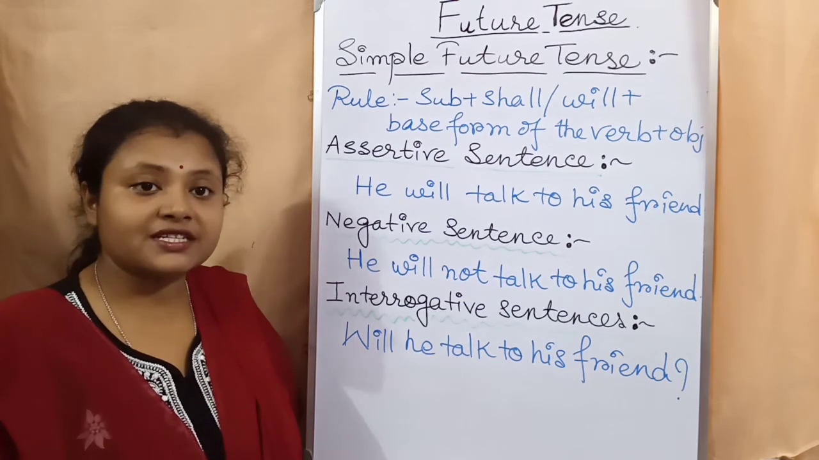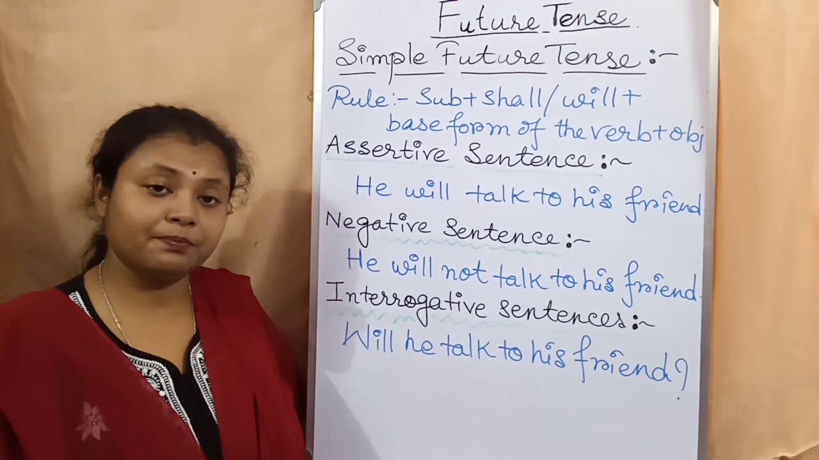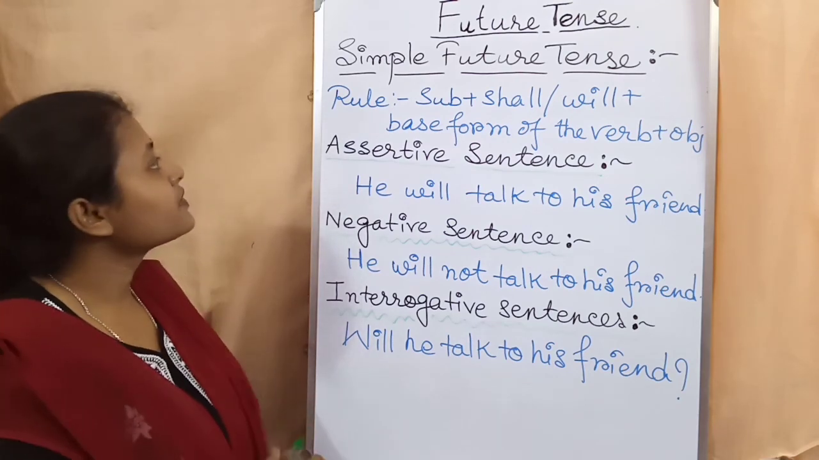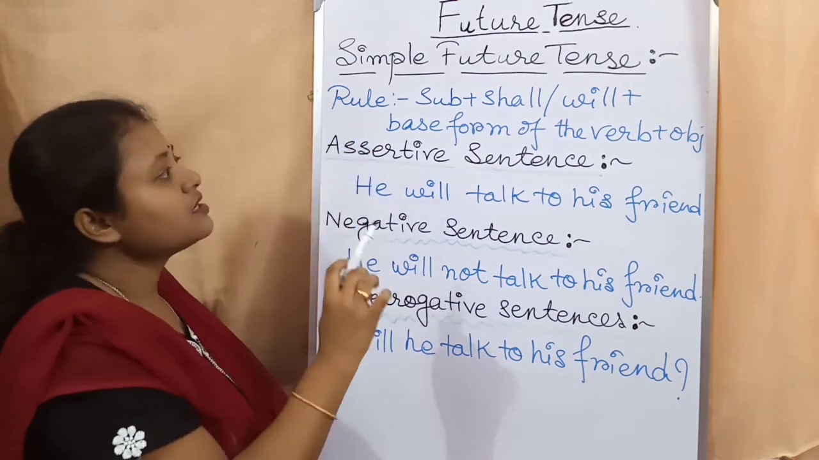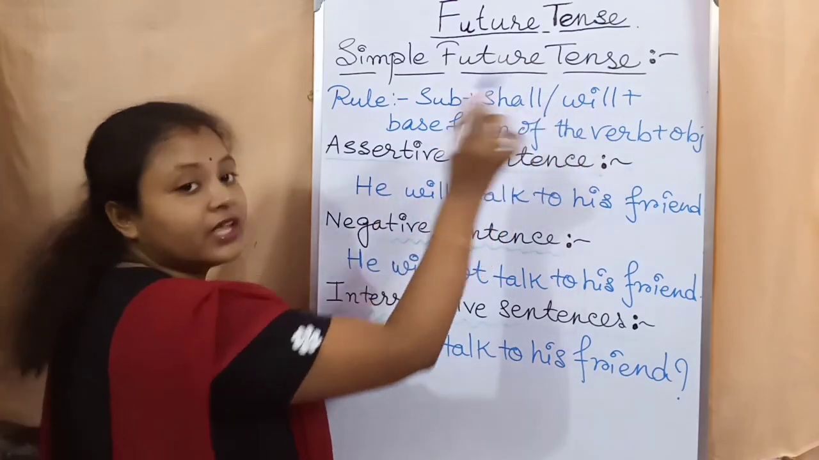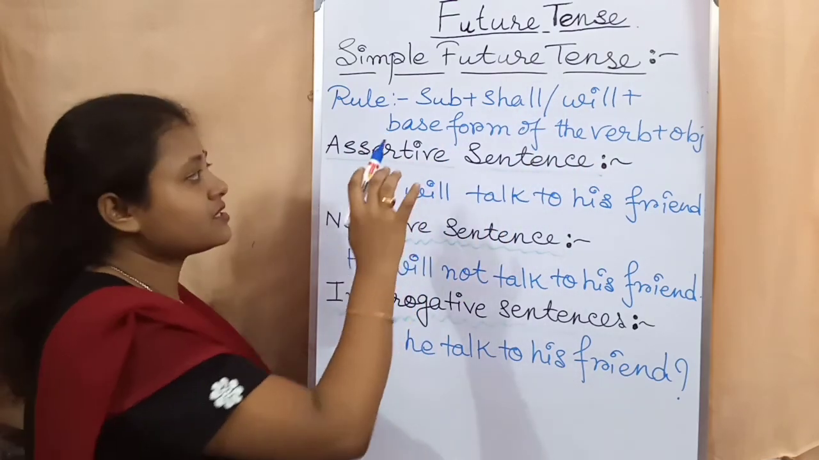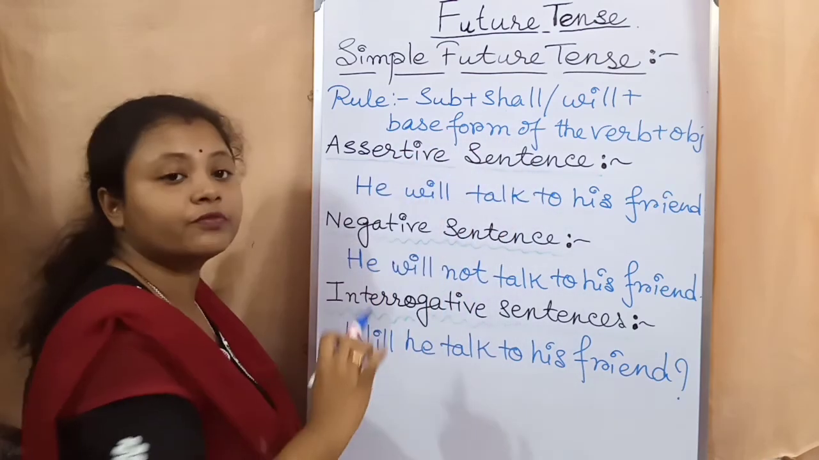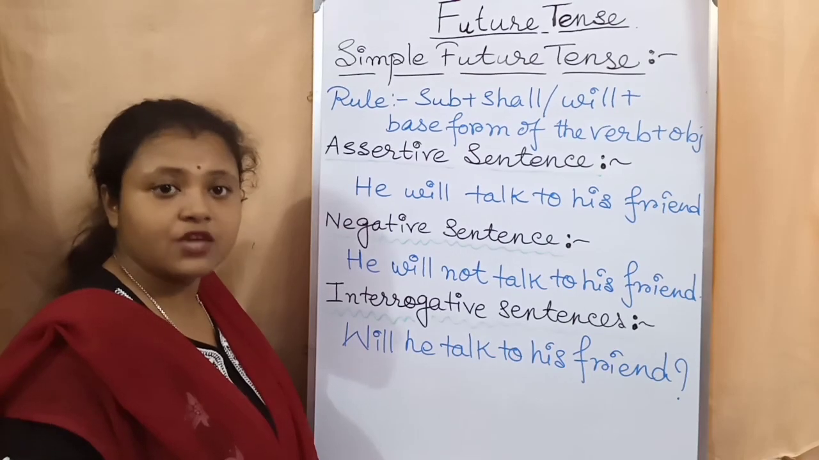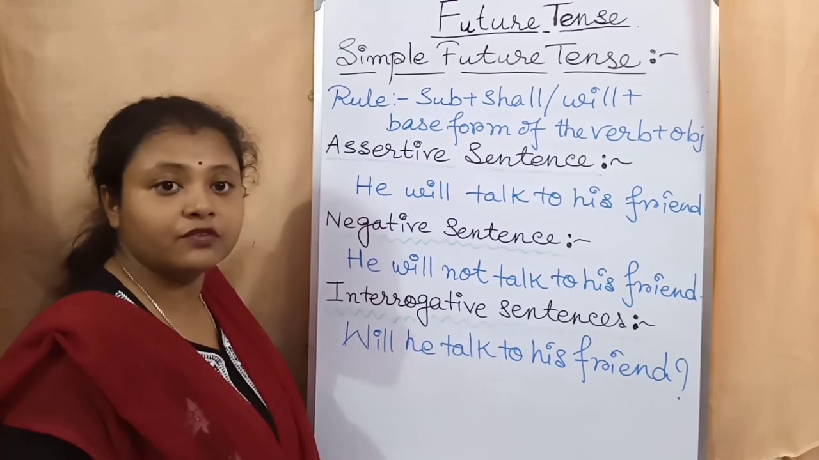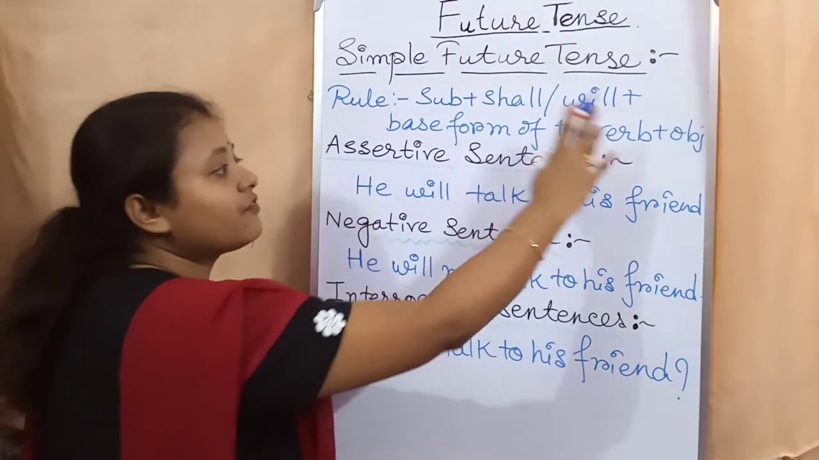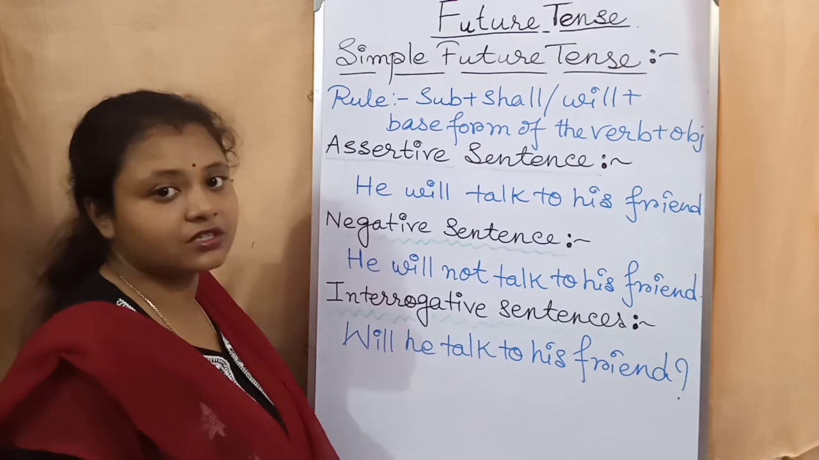Now students, let me tell you about the rule of simple future tense. How will you write a sentence in simple future tense, or future indefinite tense. Now let's look at the rule over here. First you have to write the subject. After that shall or will, according to the subject. After that the base form of the verb. Base form of the verb means the present form of the main verb. You cannot write the past form of the main verb. After that the remaining portion of the sentence or the object.